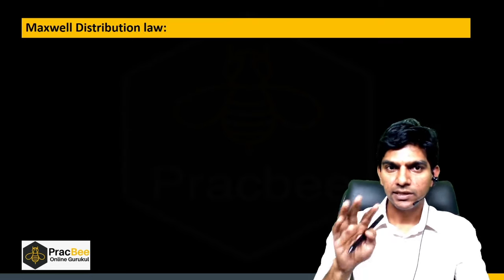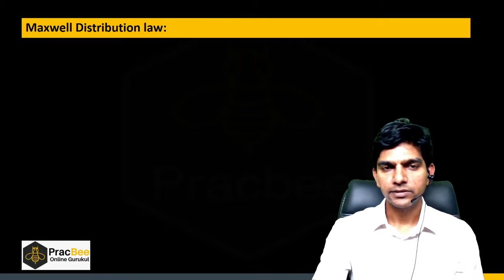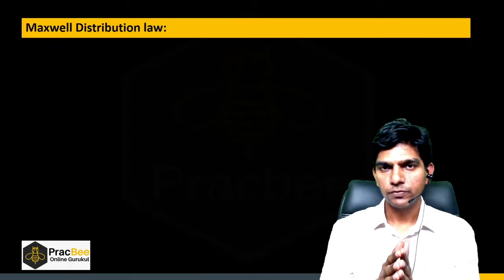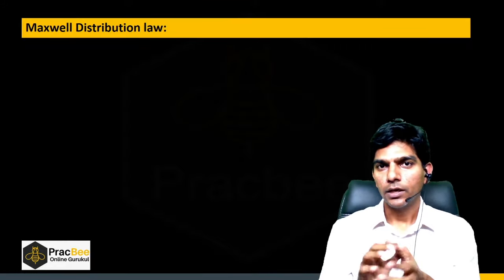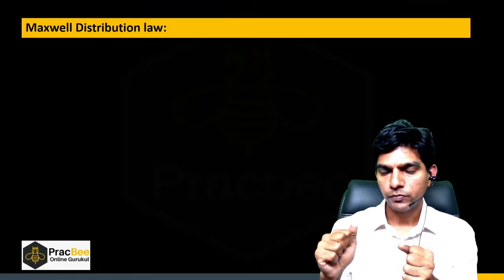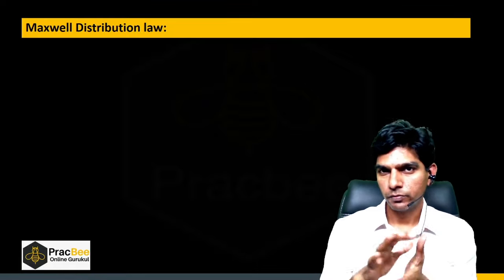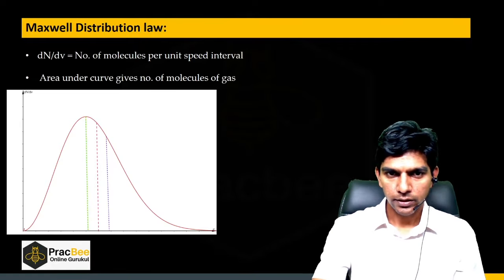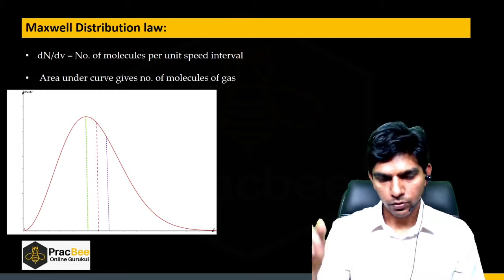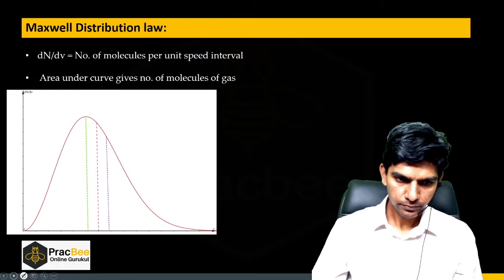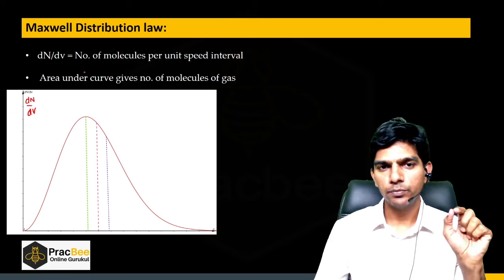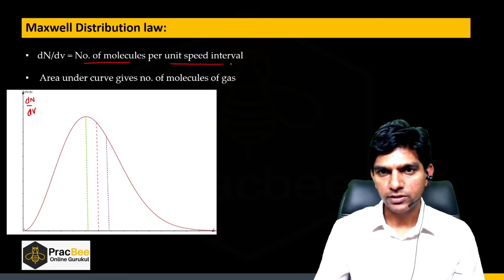Right, so this is the last concept that I want to discuss, and it is the Maxwell Distribution Law. Suppose we have a gas enclosed in a vessel. In that vessel, different molecules will be having different velocities. Some will be moving with a low velocity, some with a very high velocity, right? So if we plot the velocities of different molecules, on the y-axis we have dn by dv, where dn by dv is the number of molecules per unit speed interval.